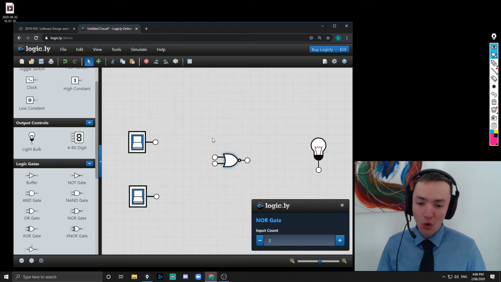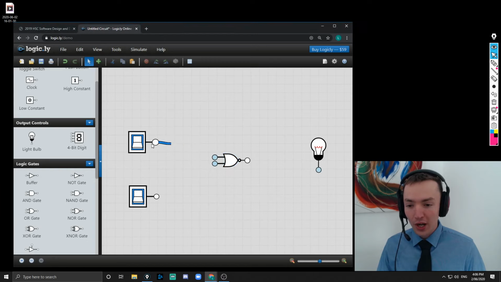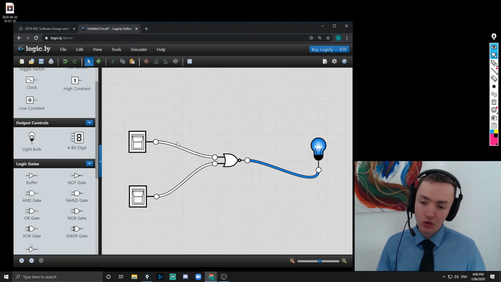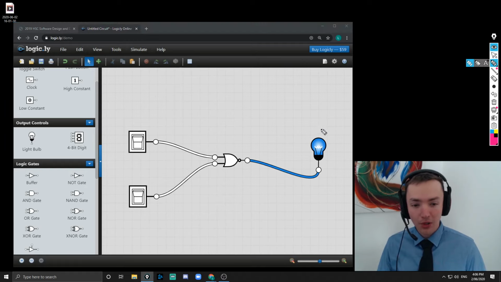So we have something called a NOR gate. All the NOR gate is, turn the switches off, all the NOR gate is, it has two inputs. It's like an OR gate, but it's inverted. As you can see here, the light bulb is on.